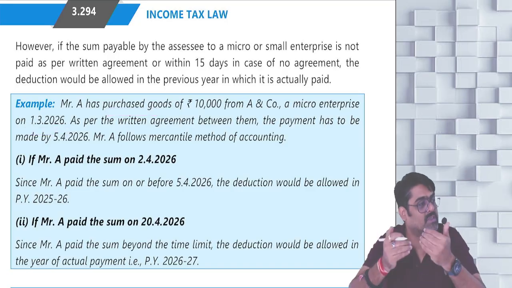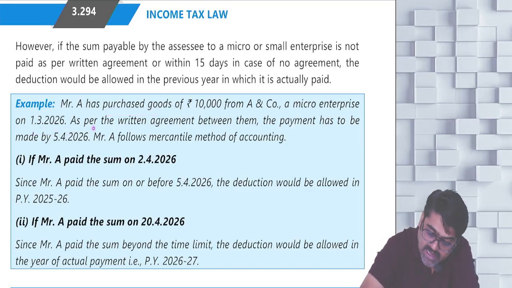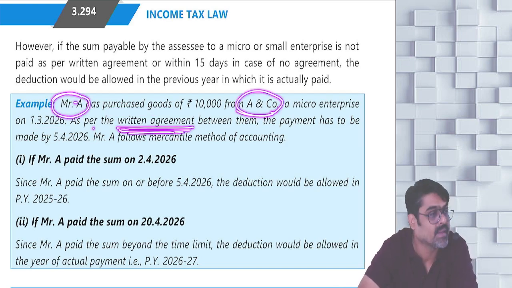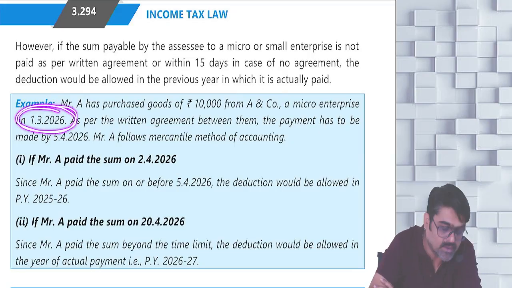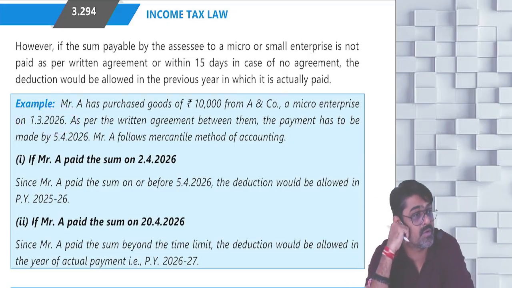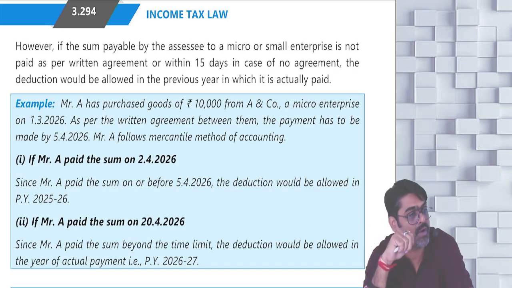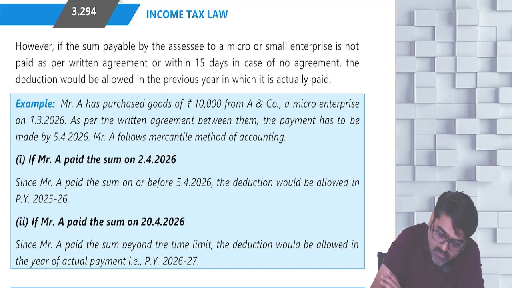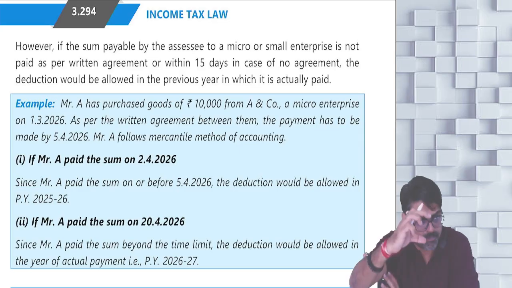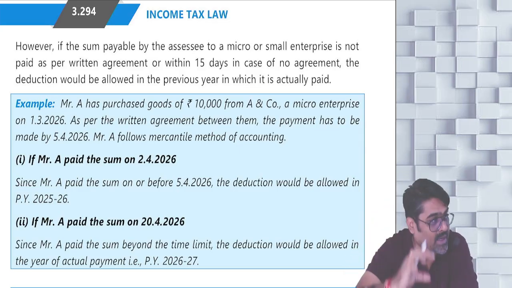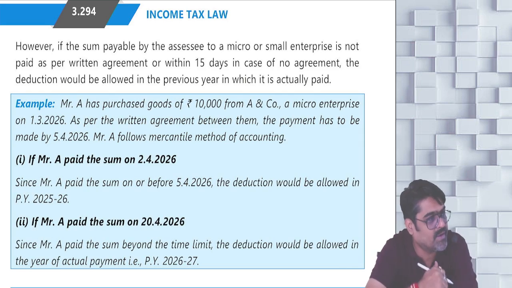So now tell me, the goods are purchased on 1st of March 2026. This is the date on which Mr. A has got the goods. As per the written agreement, Mr. A and Company have a written agreement between them, the payment has to be made by 5th of April 2026. So from March 1st, if you count 45 days, within 45 days the payment has to be made. So the period is not more than 45 days as per the agreement.